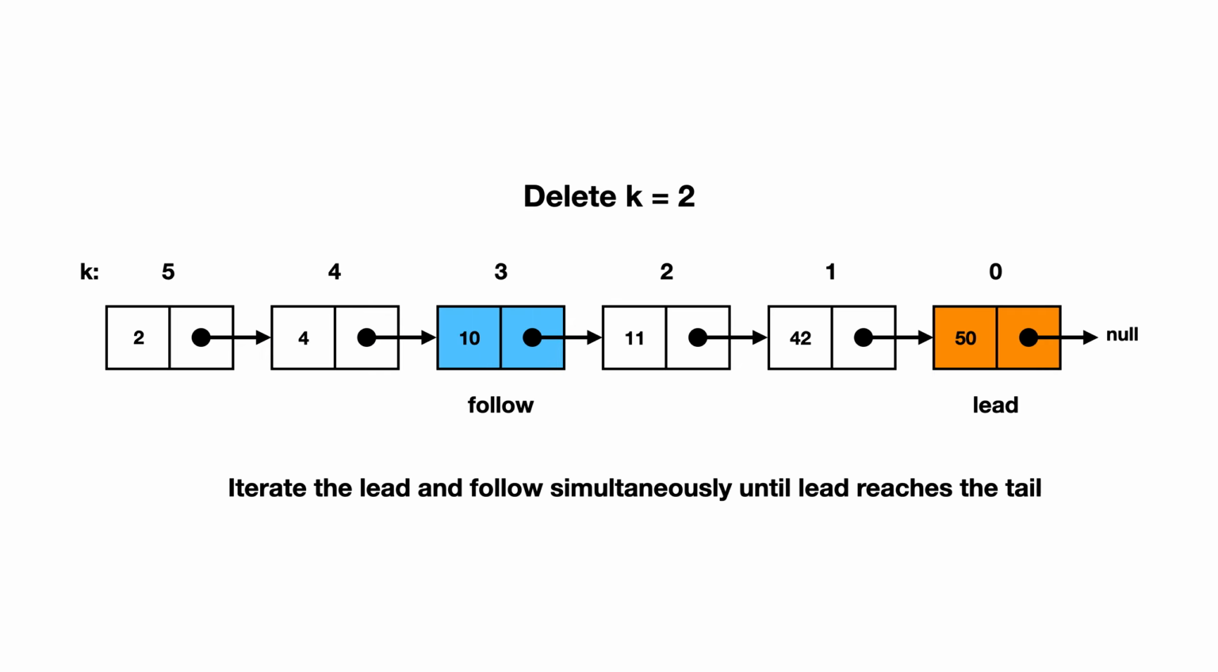They iterate simultaneously, and then once our lead pointer reaches the end, or the tail node, our follow pointer is k plus 1 spots behind. So 0, 1, 2, k plus 1 is 3. And then, to delete the item at k equals 2, we set our follow pointer's next pointer to the item after the one we want to delete. So follow.next equals follow.next.next.